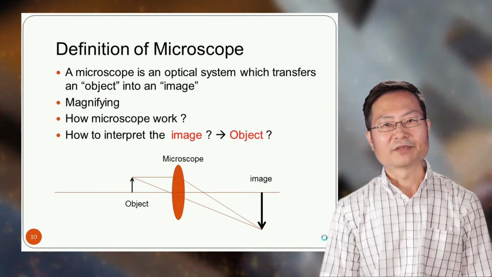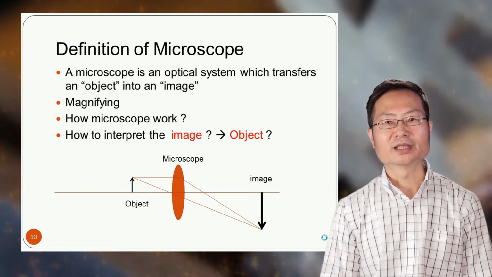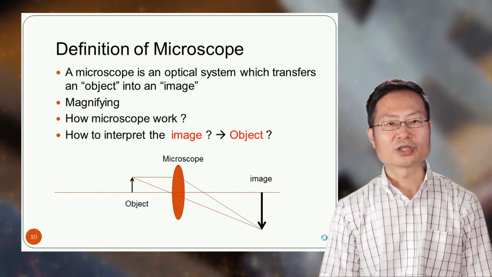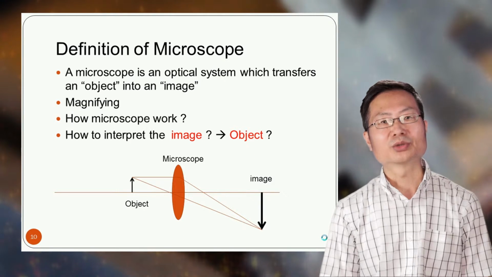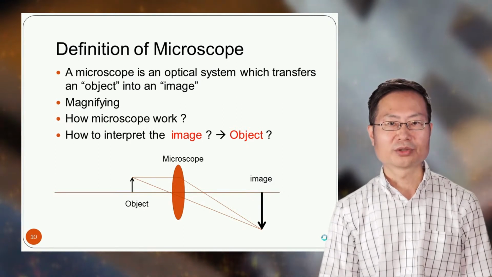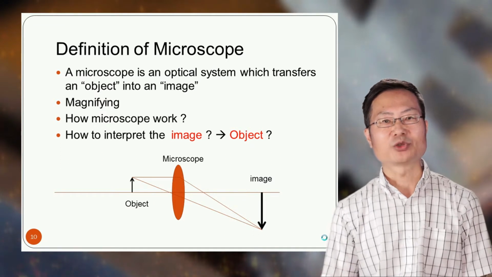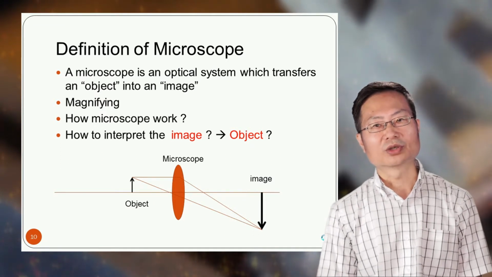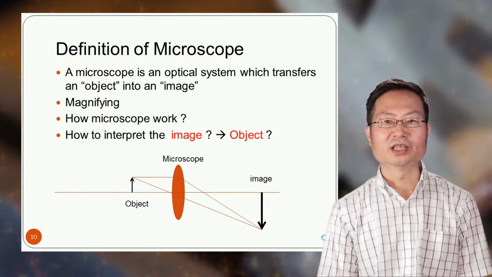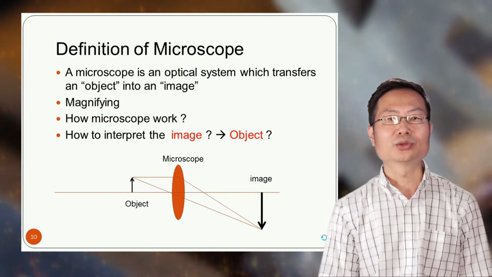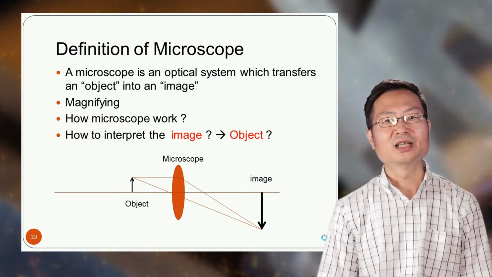The academic definition of microscopy is an optical system which transfers an object into an image. In general, we magnify the image much larger than the object. How microscopy works and how to interpret the image to the object are two key points for learning this knowledge.